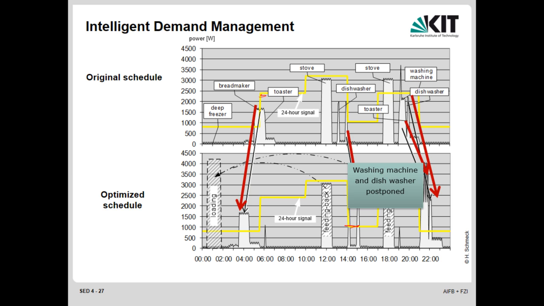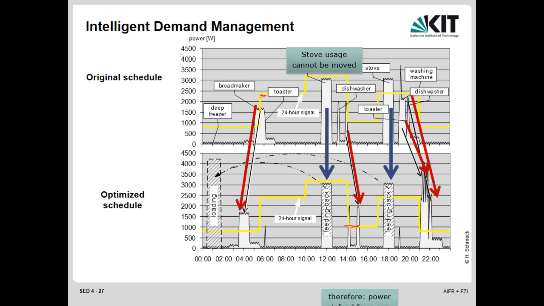So you could send out those recommendations or control the devices directly. Then there are other devices like the stove, which cannot be moved. But if you have an electric vehicle sitting outside, you could reduce the power peak, the load peak, by just using the battery from the vehicle. And this is exactly the scenario that we later on actually built in that house.